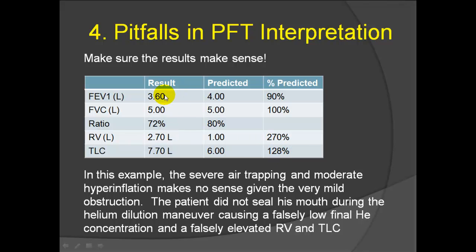Although we know that obstruction is associated with air trapping, it does not make sense that very mild obstruction would be associated with very severe air trapping. In this example, the patient did not seal his mouth during the helium dilution maneuver, causing a falsely low final helium concentration and a falsely elevated residual volume and total lung capacity.